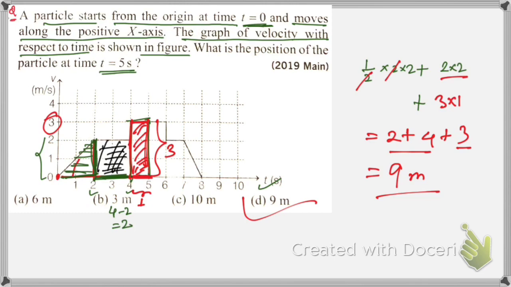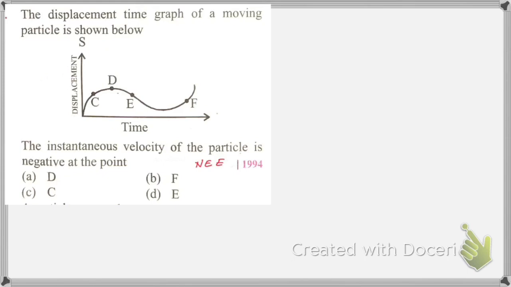So hope you have understood this. So let's move on to the next question. The displacement and time graph of a particle is given here. So here you see, we need to find the point at which the instantaneous velocity of the particle is negative.